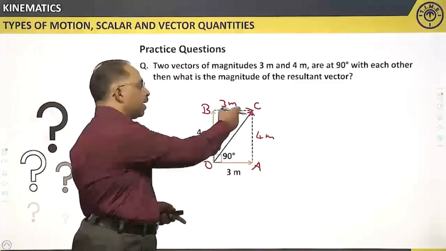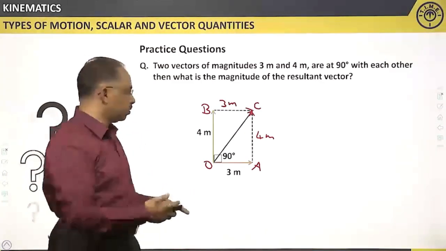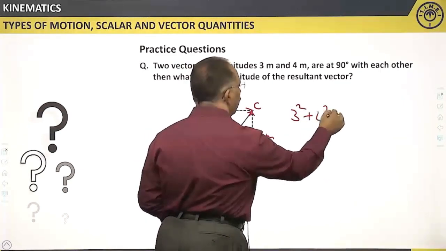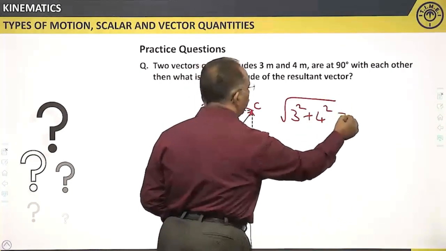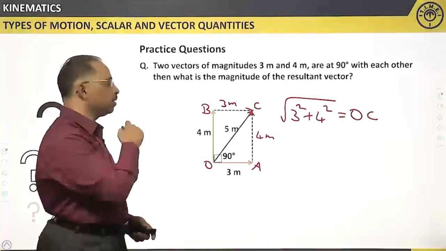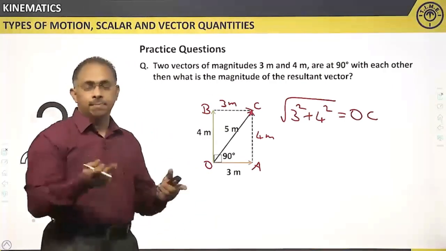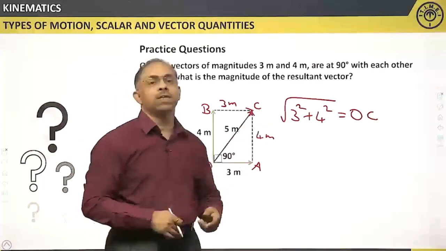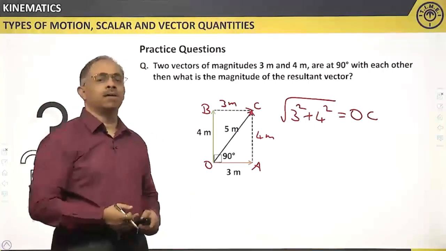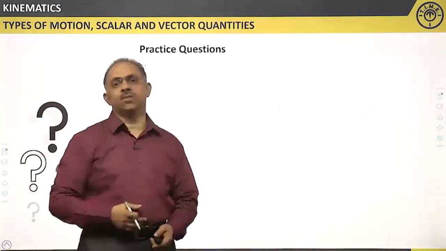If I want to calculate the magnitude, simple, I should use the Pythagoras theorem. So, 3 square plus 4 square, and the square root of that will give me the length OC. And what is this magnitude? Obviously, it is 5 meters. We know very well 3 square is 9, 4 square is 16, 16 plus 9 is equal to 25, and the square root of 25 is 5. Clear? So, 5 meters will be the magnitude of this resultant vector. Is this clear? Let us see the next question on the screen.